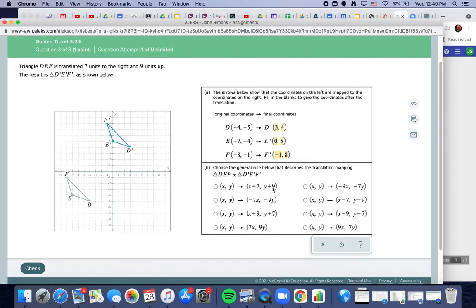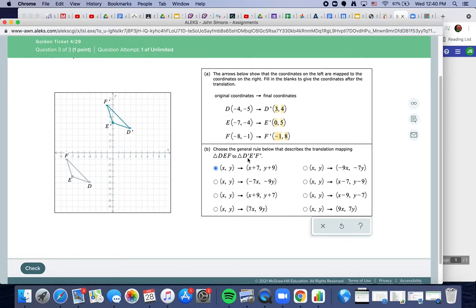So let's see how our y's work out here. We're going from -5 to 4, so from here up to here. If I start here, to get from -5 to 0 is 5 units, and then to get from 0 up to 4 is 4 units. So that's a total of 9 units. So this one right here would be the rule. The thing is, you're not multiplying, so it can't be this one. This one is switched around.